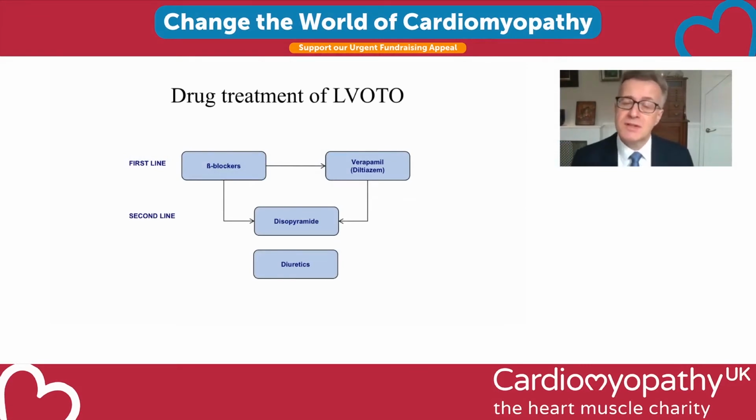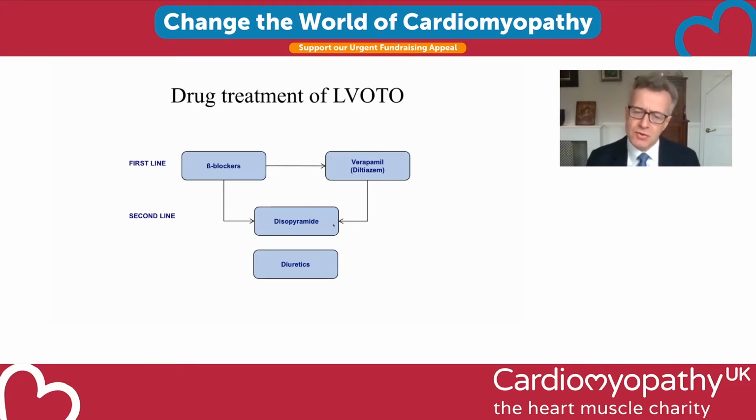Now, how do we treat it? Well, for decades, the way we've treated it is to give drugs which, if you like, reduce the force of contraction of the heart. The harder the heart beats, the greater is the obstruction in most people. So we use drugs which are used for many other things in cardiovascular medicine. Beta blockers, sometimes we use verapamil or another drug called diltiazem. These are what we call calcium antagonists.